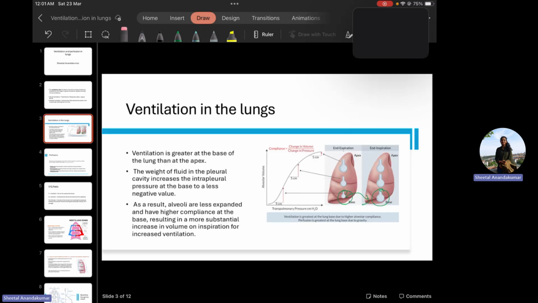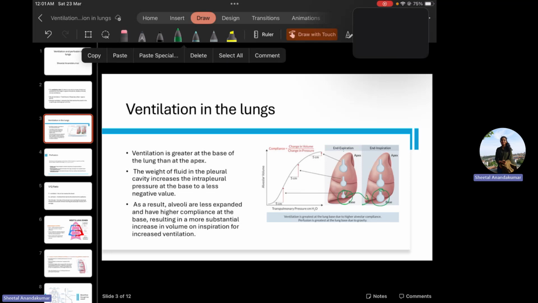So, ventilation in the lungs. Ventilation in the lungs is greater at the base than in the apex. This is mainly because of gravity. Because of gravity, the weight of the fluid in the pleural cavity increases the intrapleural pressure at the base. The higher pressure exerted on the alveoli in the base causes them to stay less expanded, and they have more compliance, that is, their ability to expand is much more than that of the alveoli in the apex.